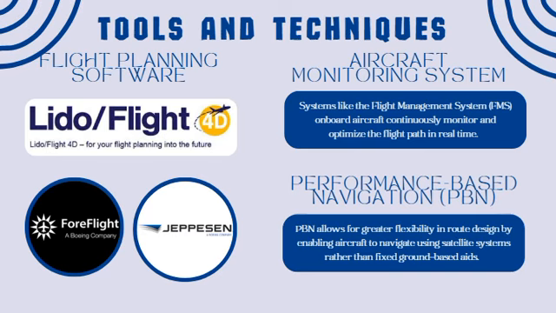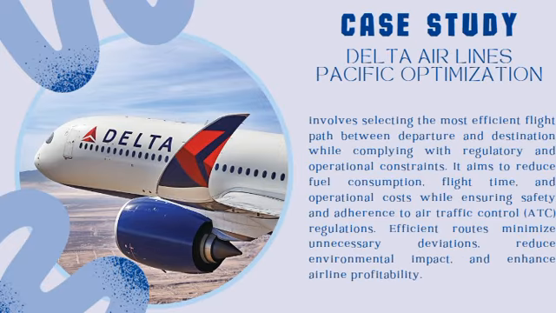from optimal performance. Performance-based navigation. PBN allows for greater flexibility in route design by enabling aircraft to navigate using satellite systems rather than fixed ground-based aids. These enable direct routes, reducing distance and fuel consumption, and improve access to airspace with fewer restrictions. Let's see a real-world application of IFR route optimization.